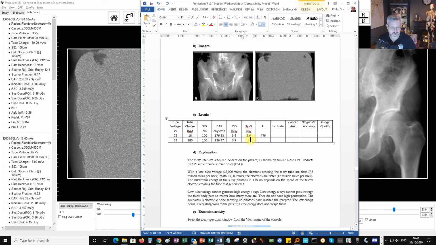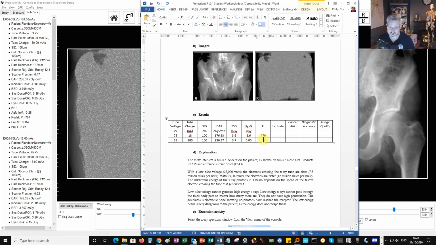Okay, the system dose, you would expect that to be high, or at least the same, because there's a large number of photons going into the patient. But the system dose is very small, 0.05. Tiny. And the exposure index is 1. Tiny. So what's going on here? The image quality is terrible. It's just noise. There's just no photons made it through. And the reason for that is because the system dose is very low. No photons have made it through to the other side of the patient.